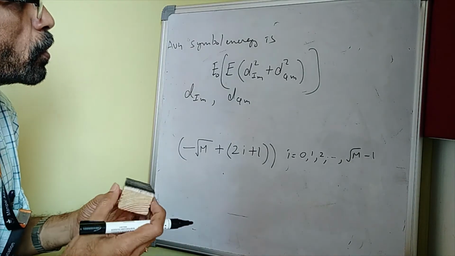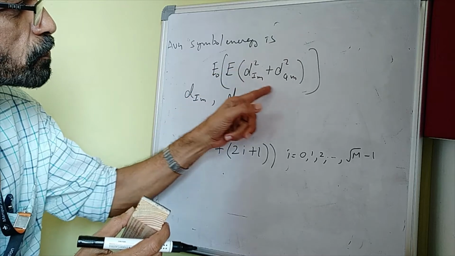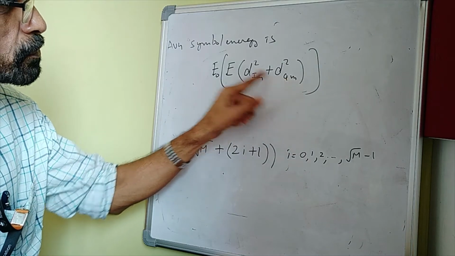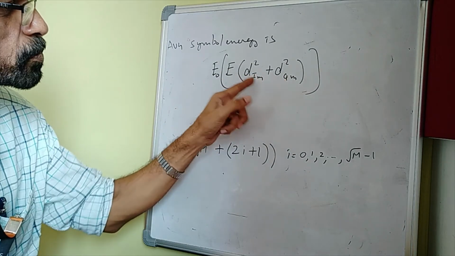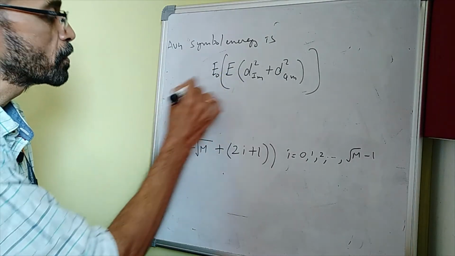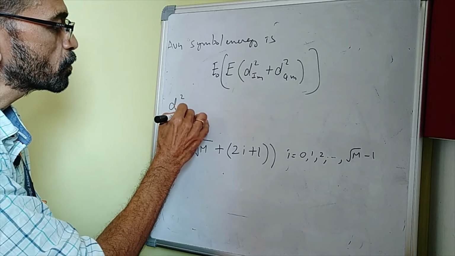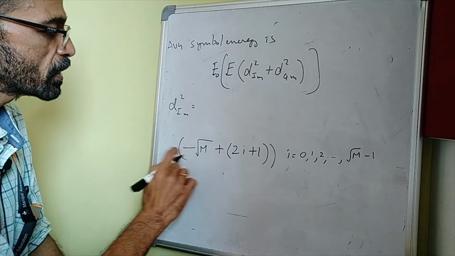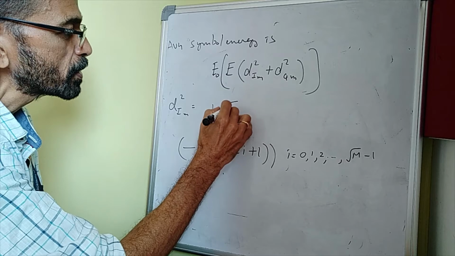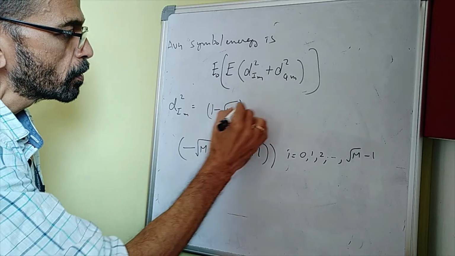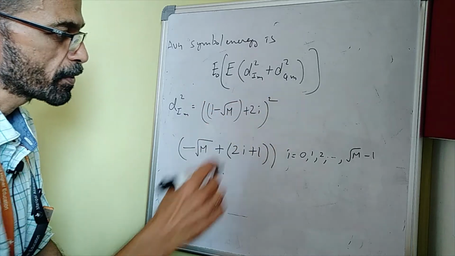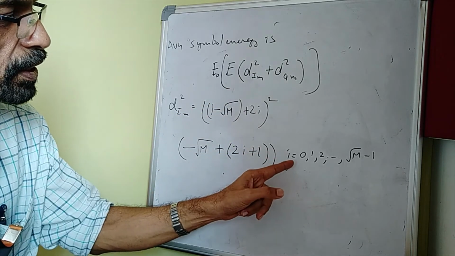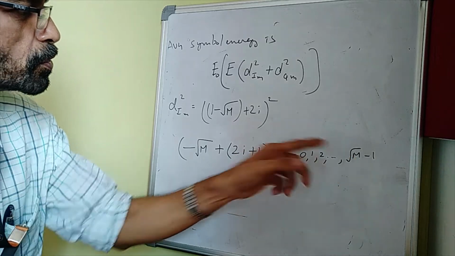Okay, so now the expected value, that is the average of this, can be calculated. Let us first calculate the average of this, and then we can calculate the average of this. This expectation will be the sum of the expectations. So what is the average value of this? Now since this takes values like this, we can write this as 1 minus root m plus 2i, all squared. We can write it like this, because in general DIM takes on a value like this, where I ranges from 0 to root m minus 1.